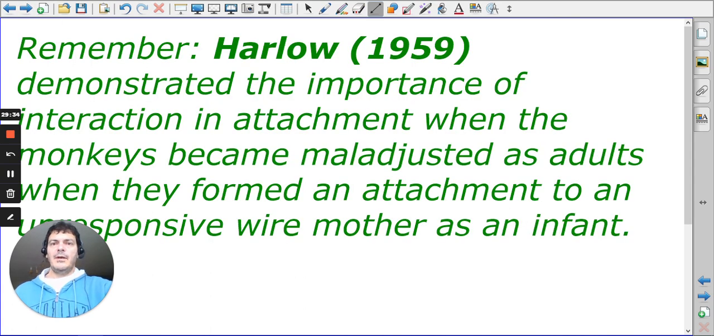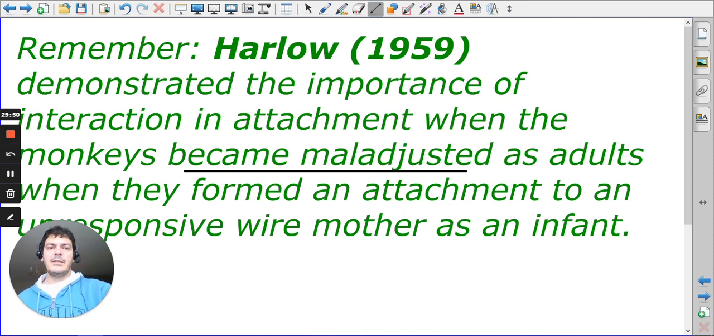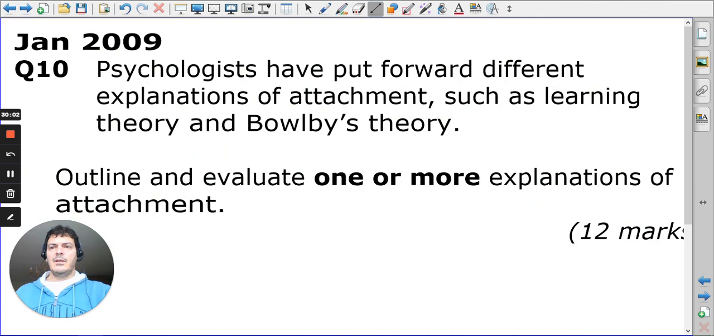Just to close this idea up, Harlow was also saying that you need to have this interaction with a caring adult, because you become maladjusted if you don't have it. So we do have quite a lot of evidence to support this idea that there's importance in sensitivity of an adult.